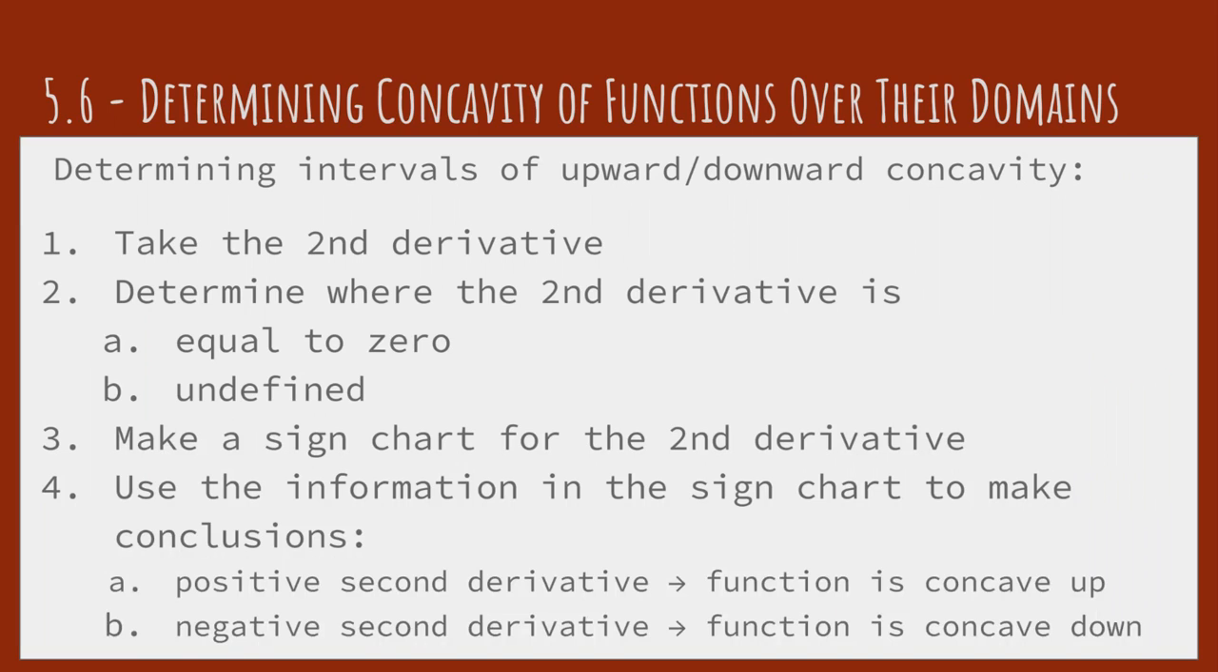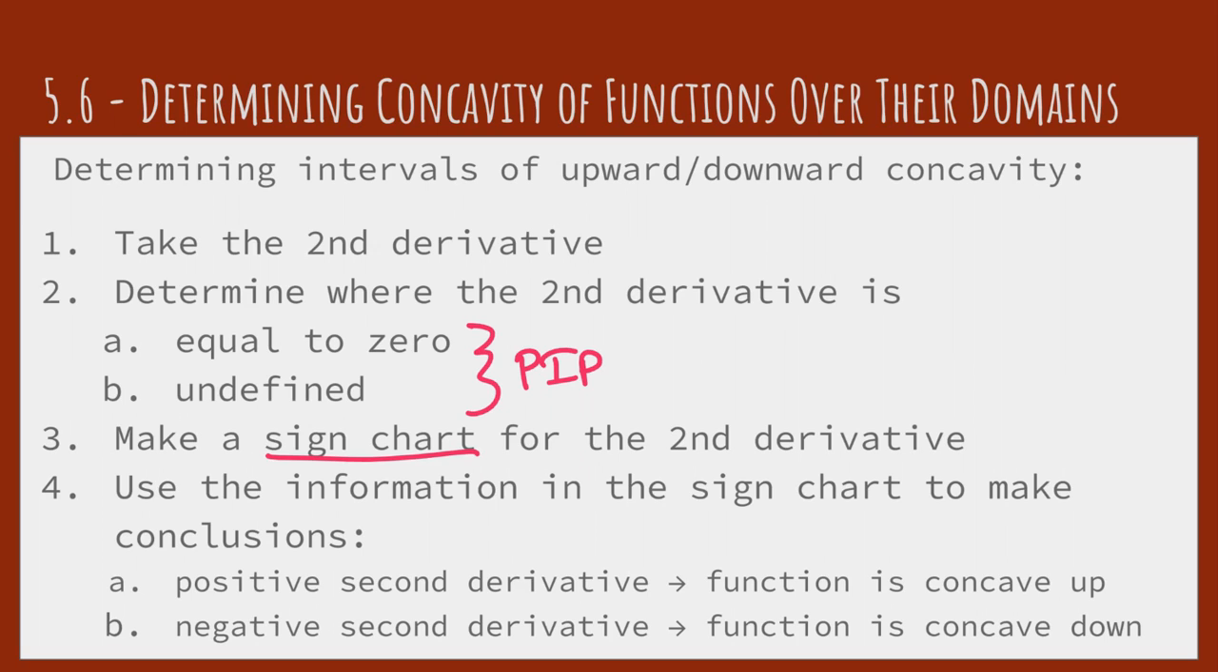A couple of different questions that you might be asked. One is, where is a function concave up or concave down? In order to determine that, this is the process we're going to follow. We're going to take the second derivative. We're going to determine those potential inflection points, so where the second derivative is either equal to 0 or the second derivative doesn't exist. And then we're going to make a sign chart for the second derivative. If you remember when we started doing sign charts with the first derivative, I said it's really important that we label that sign chart so that we know what it's a sign chart for. We might have a sign chart for the first derivative, which is going to indicate increasing and decreasing intervals on the function, or we might have a sign chart for the second derivative, which is going to indicate intervals of concave up and concave down.